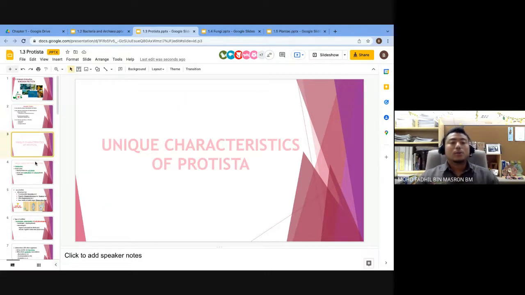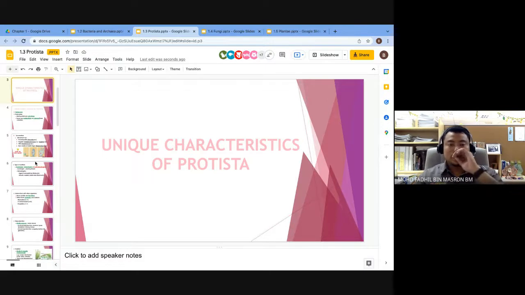Okay, so now we are on to this slide. Unique characteristics of Protista. I would like to say this many times, and I will keep on repeating this. Setiap phylum, setiap kingdom, setiap domain, class, order, genus, family, we need to understand, we need to study the unique characteristics. Why is this important? These unique characteristics are what tell them apart and separate them from the others.